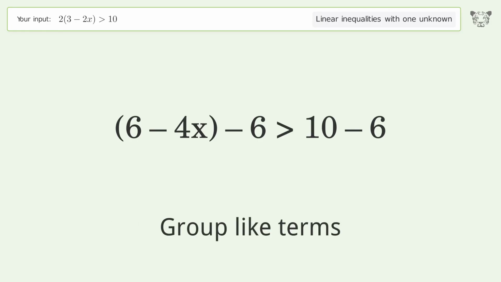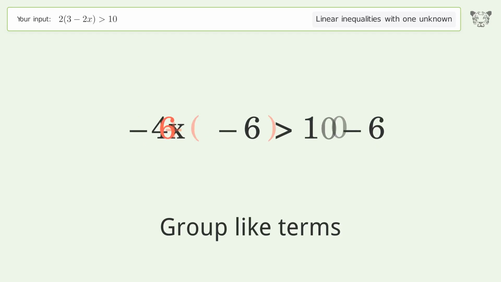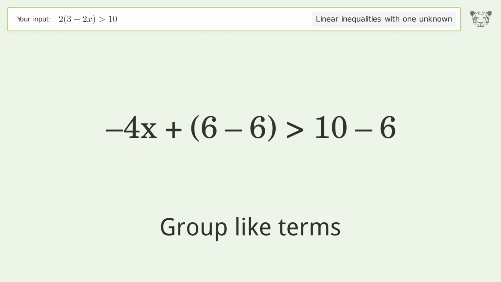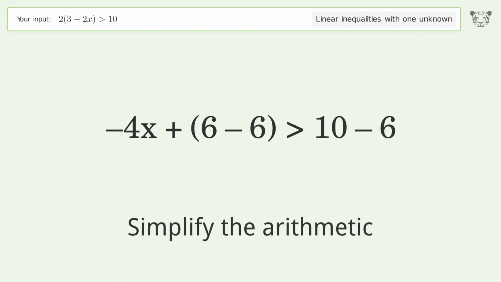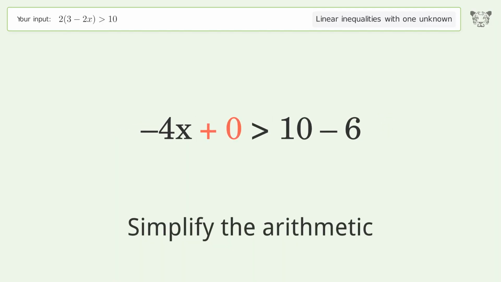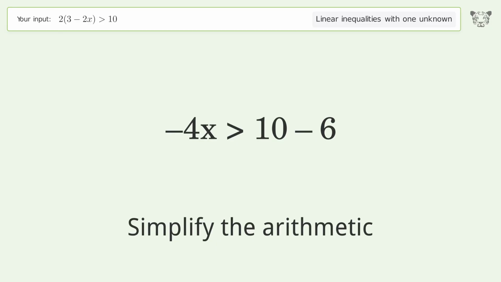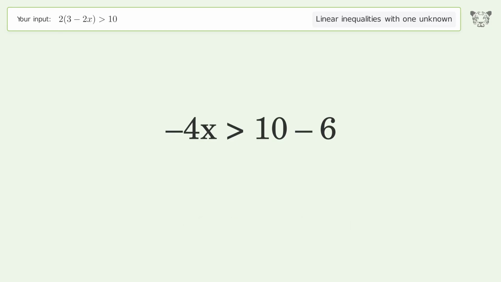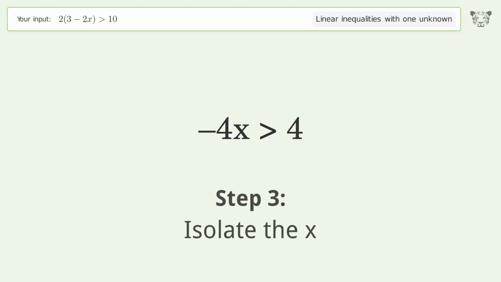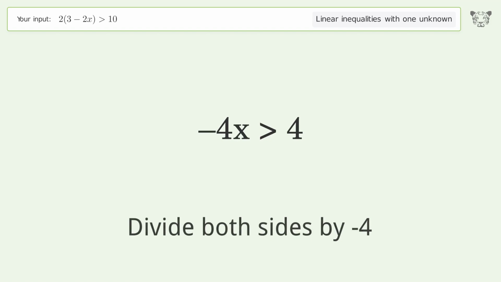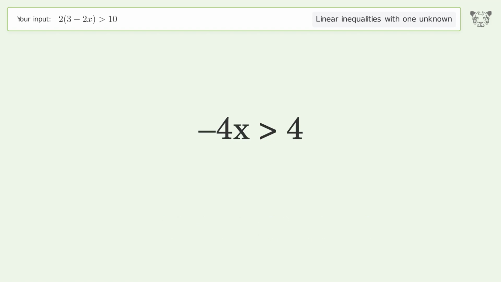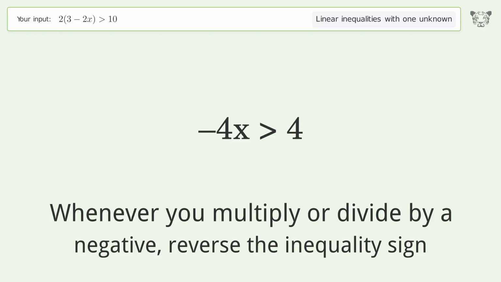Group like terms. Simplify the arithmetic. Isolate the x. Divide both sides by -4. Whenever you multiply or divide by a negative, reverse the inequality sign.